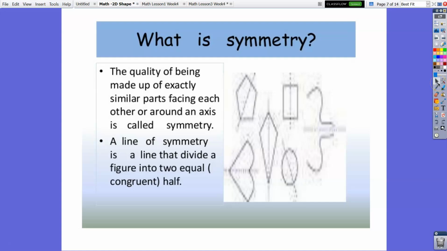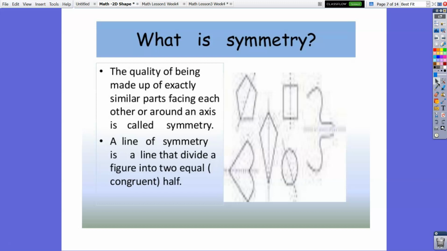Now let's talk about symmetry. What is symmetry? It is the quality of being made up of exactly similar parts facing each other or around an axis. A line of symmetry divides a figure into two equal, congruent parts.